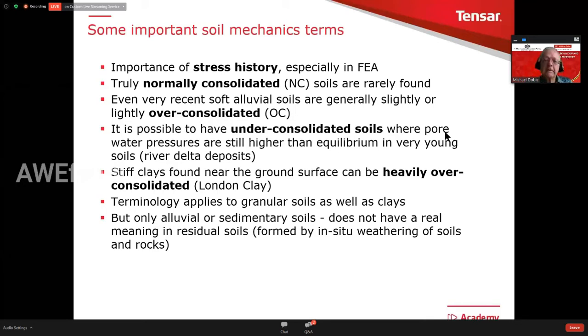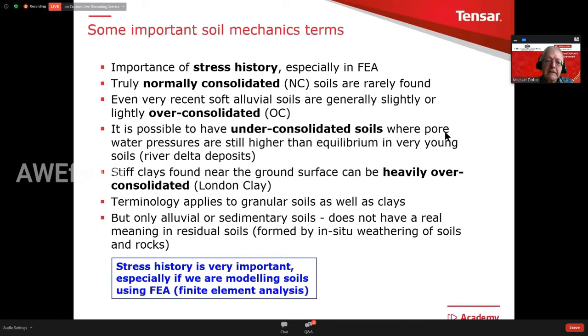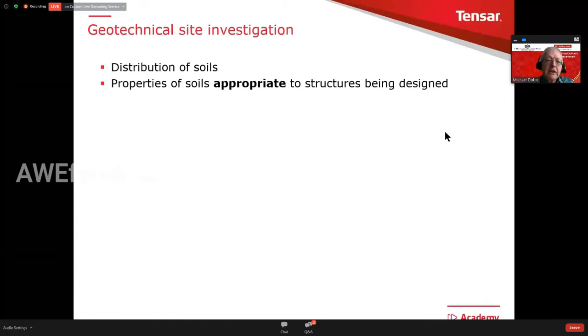And just to remind you that it is principally applying to the alluvial or sedimentary soils, this whole idea of over-consolidation ratios, and so on. I mentioned that already. Stress history, when you're doing FEA, finite element analysis, it's important to get that right in your foundation soils. A few words now about geotechnical site investigation.